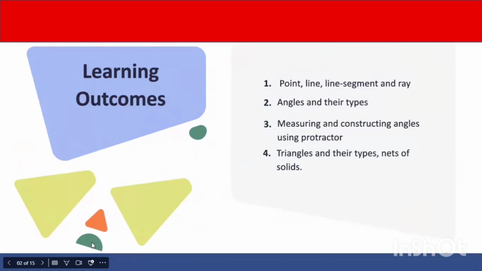At the end of this topic, students will be able to understand point, line segment and rays, angles and their types, measuring and constructing the angles using the protractor, triangles and their types, nets of the solids.